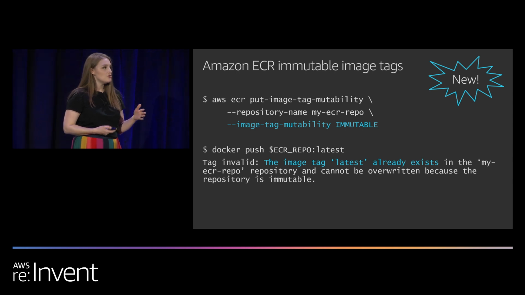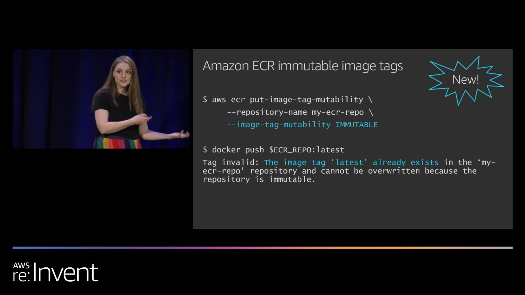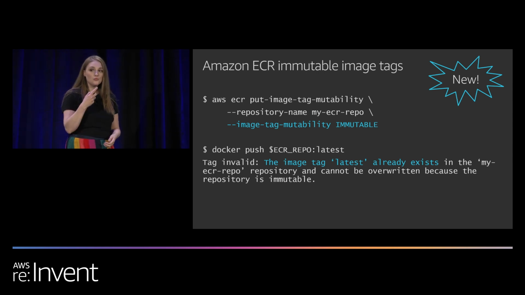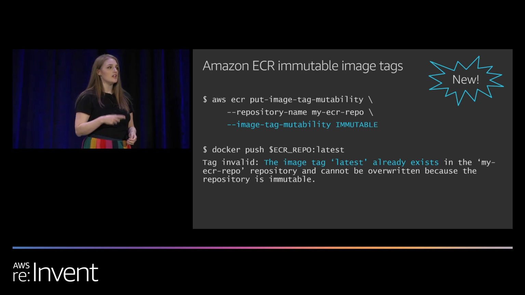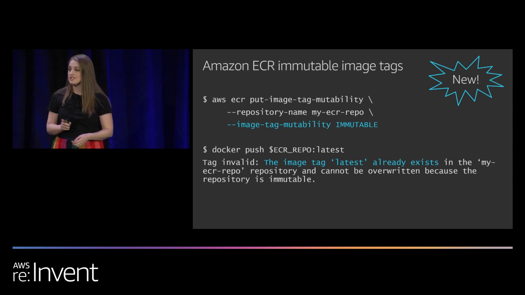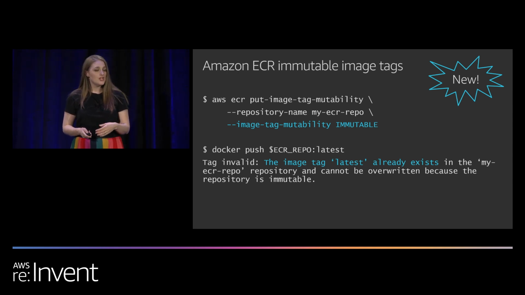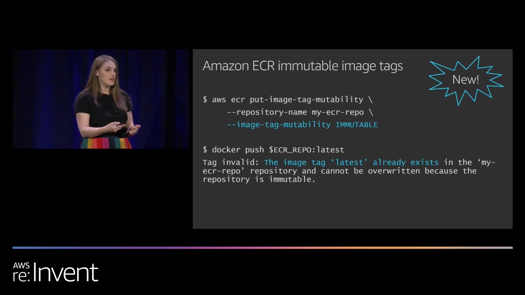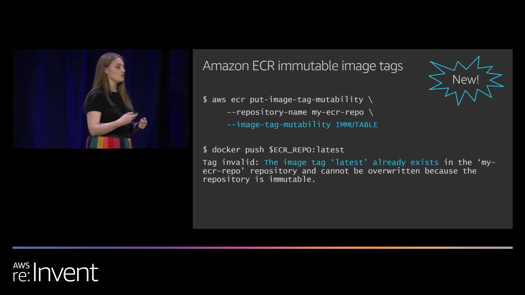And then anytime you try to overwrite a tag, latest or a commit SHA or anything like that, it will return an error to your Docker client, and that will fail the build. So it'll tell you there's already an image with this tag, you need to generate a new one. So that's just a nice safety check in your pipeline to make sure that your build fails if you're accidentally overwriting a tag.